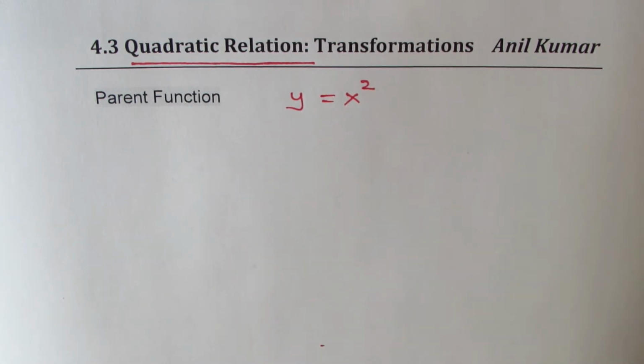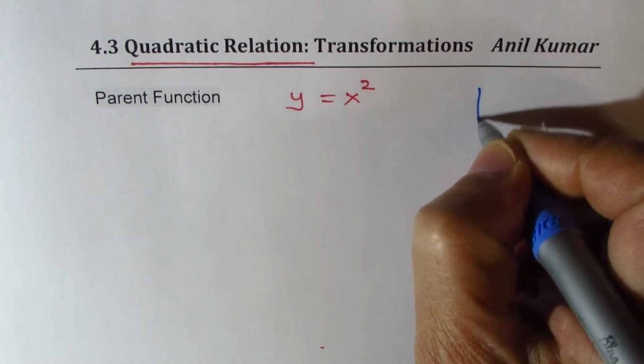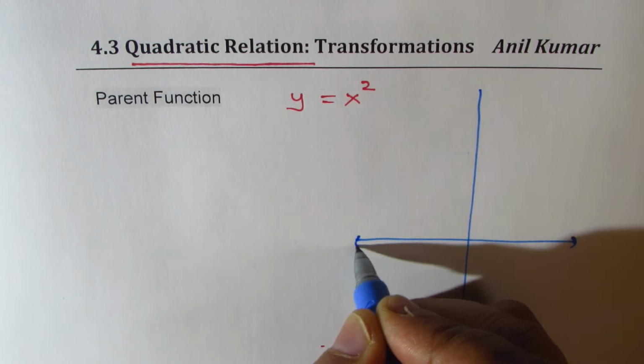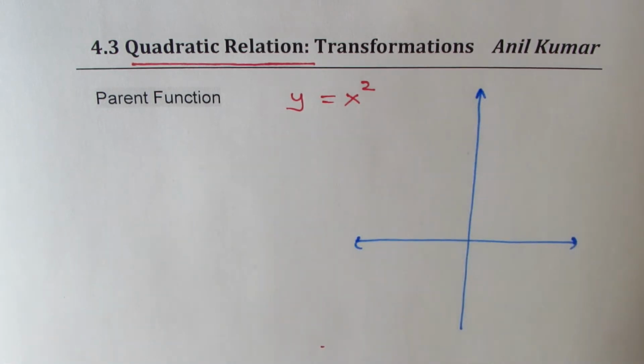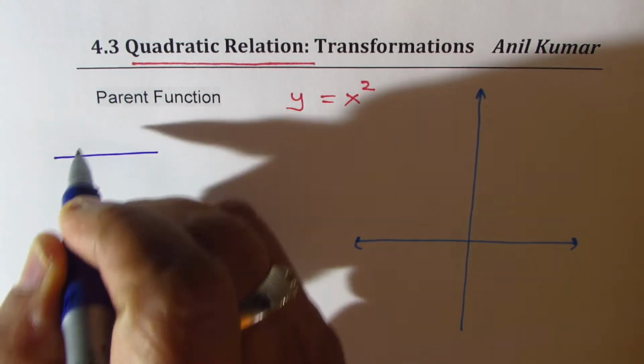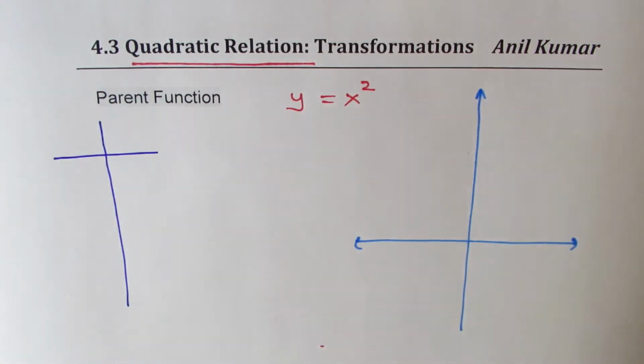Now if I graph this function, it will look like what? A parabola which opens up, correct? Let us see how to graph. Let's take this up, how to graph y equals x squared, and then we will see how to graph other functions which are transformed y equals x squared.